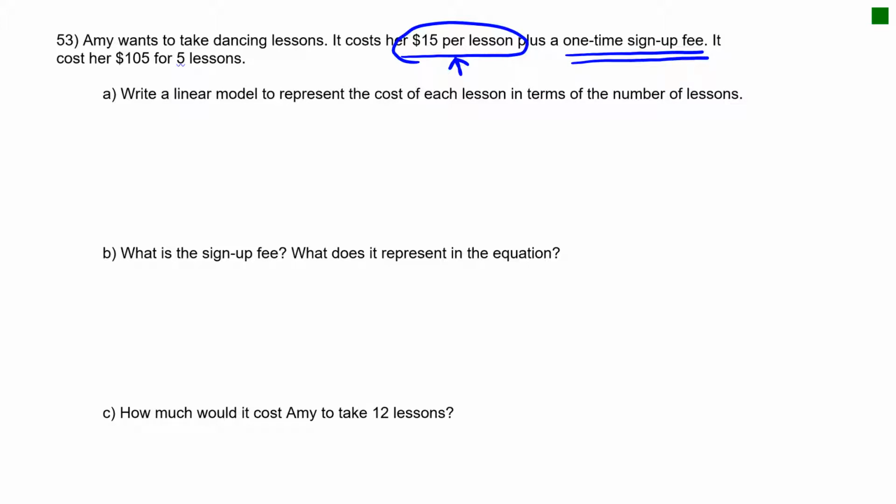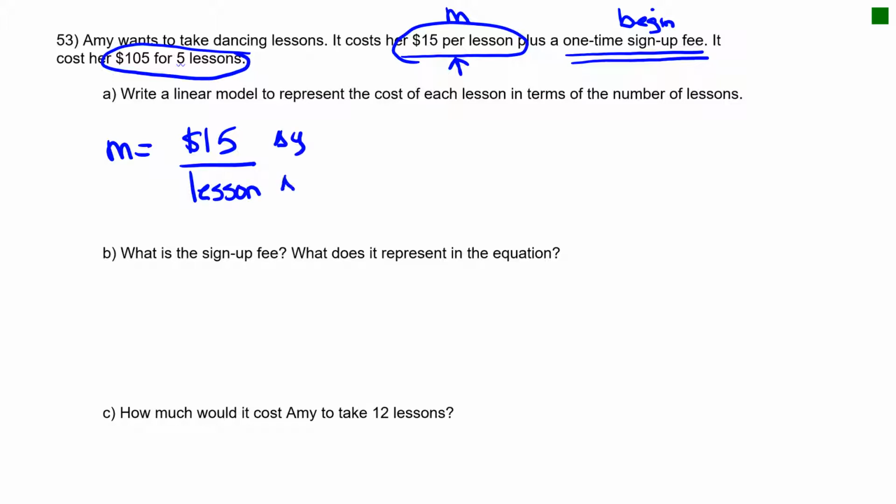So remember, per is going to be our slope. The one-time sign-up fee is going to be our y-intercept. That's where we begin. They didn't give us that. They gave us this information. So let's write our slope. Our slope is $15 per lesson. Remember, that's the change of y over the change of x, which tells us lessons are x and money is y. So if I'm going to write this as a point, it's going to be lessons as x, money as y. So there's x1, there's y1.